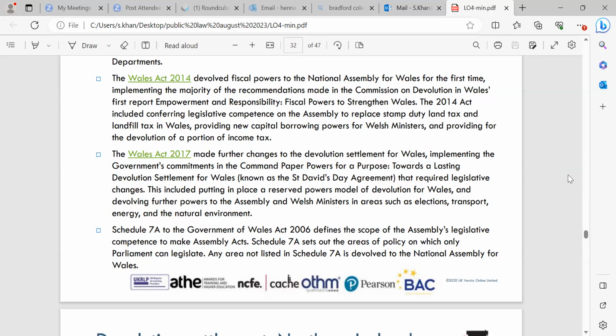Schedule 7 of the Government of Wales Act 2006 defines the scope of the Assembly's legislative competence to make Assembly acts. Schedule 7A sets out the areas of policy on which only Parliament can legislate, and any area not listed in Schedule 7A is devolved to the National Assembly for Wales.